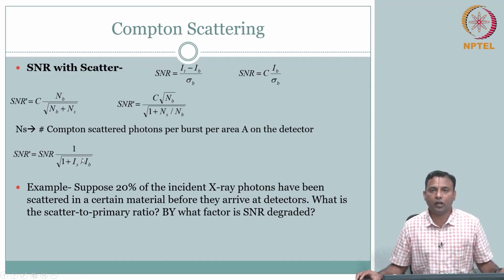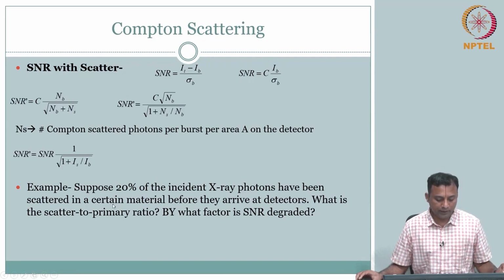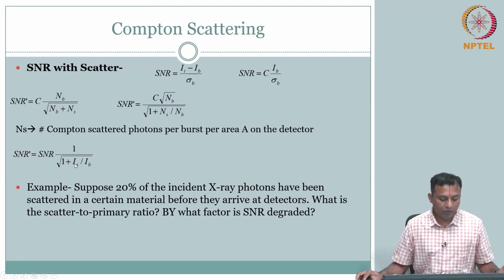Contrast, we are not going to talk about resolution. We talked about signal to noise ratio, we talked about Compton scattering included as well. So, we will just do one example here. Suppose 20% of incident X-ray photons have scattered in a certain material before they arrive at the detector. What is the scatter to primary ratio? So, this is your IS by IB. What is that? Because once you get that, by what factor is SNR degraded, right?